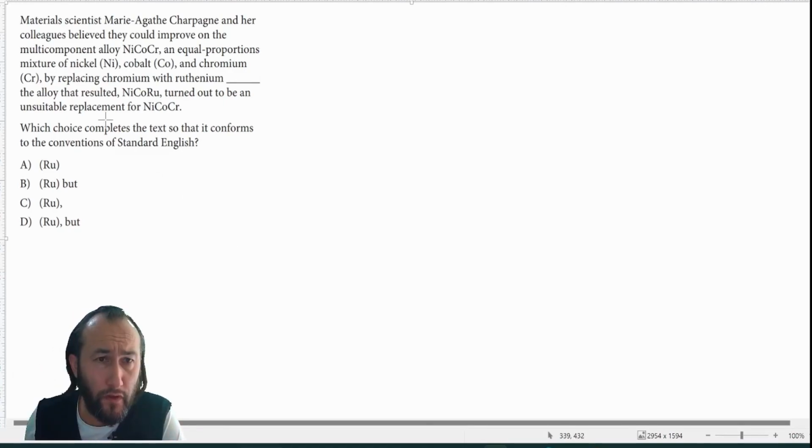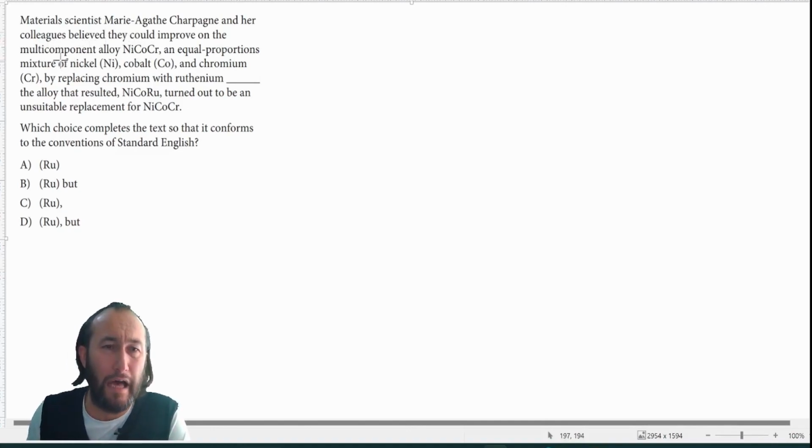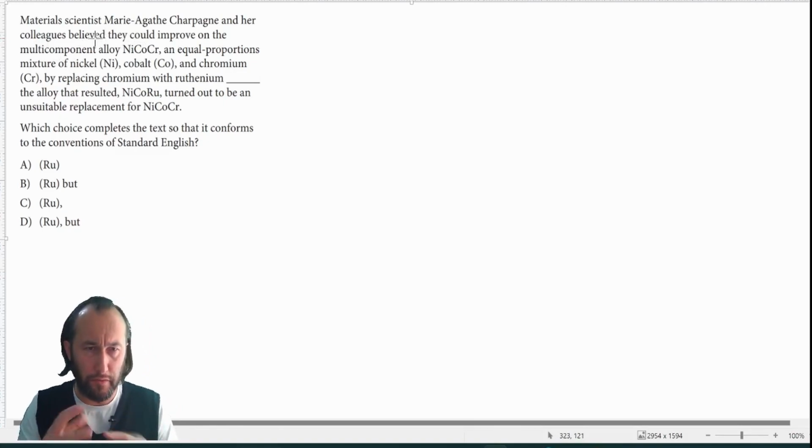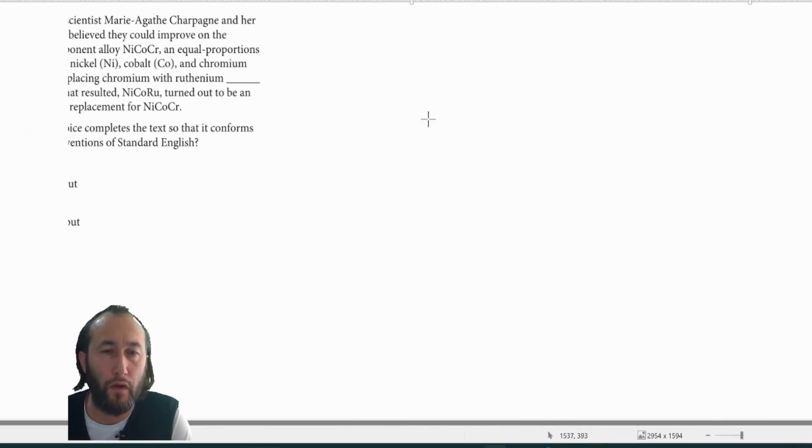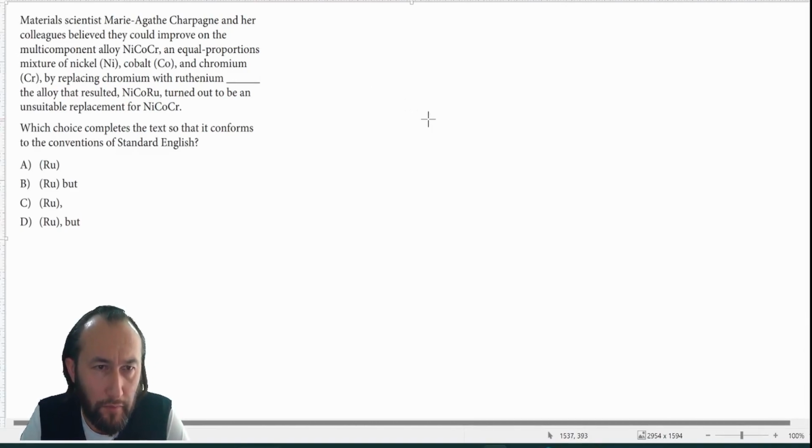Okay. So first of all, the question: Materials scientist Maria Agathe Sharpan, or whatever, and her colleagues believed they could improve on the multi-component alloy. So alloy is a mixture of metals. You create another kind of substance by mixing two, three metals. That's called an alloy. So a multi-component alloy made of three metals in equal proportions.